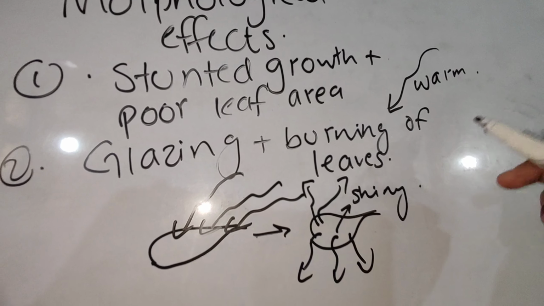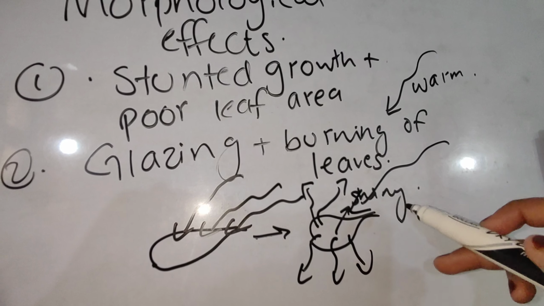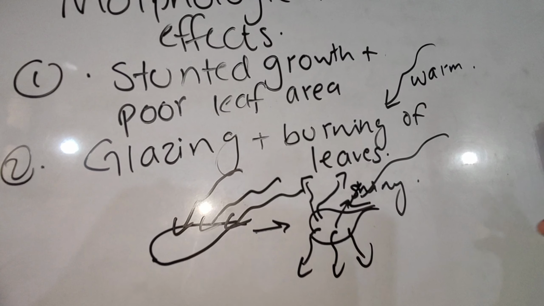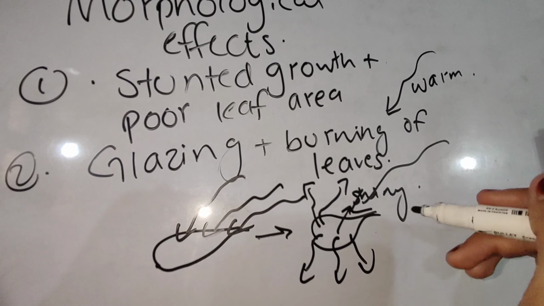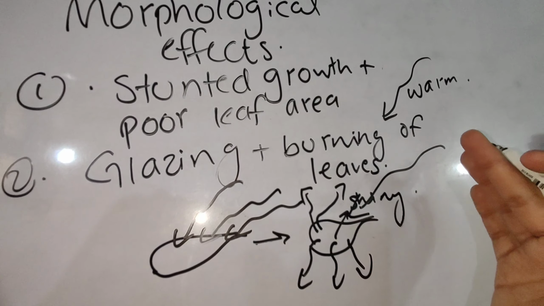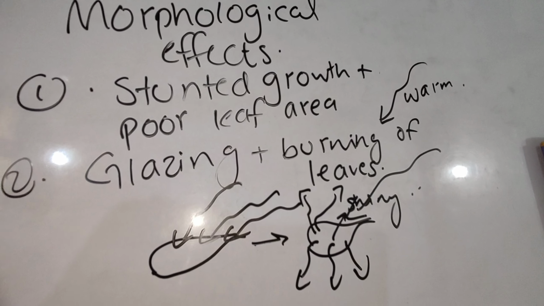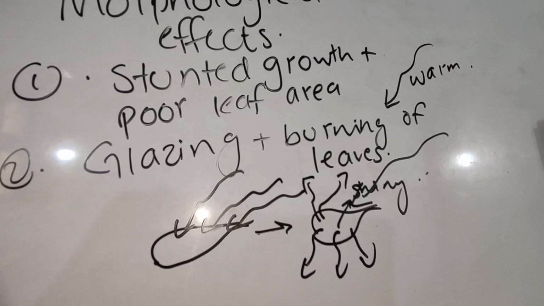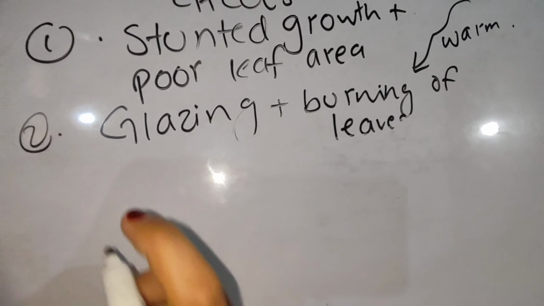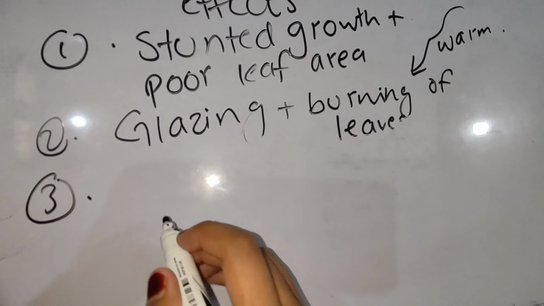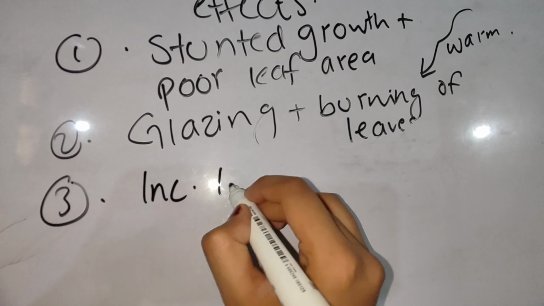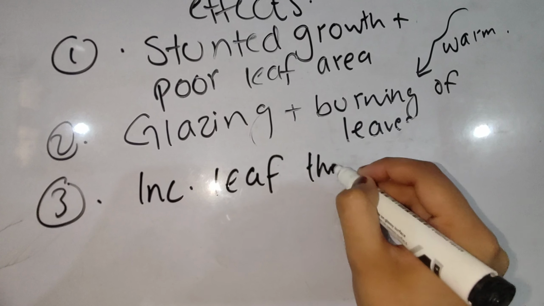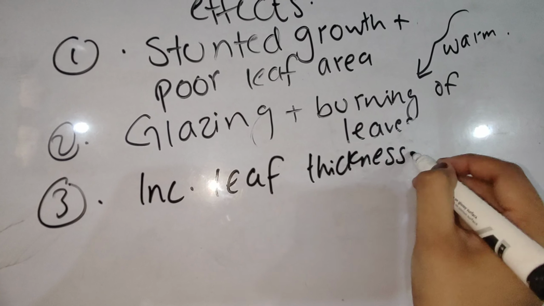Like when UV rays fall on the plant leaves, the leaves get shinier and they reflect the UV rays back to the environment and can't absorb them. This is primarily an adaptation to get rid of this stress. The third morphological change is increment in leaf thickness. This is also an adaptation.